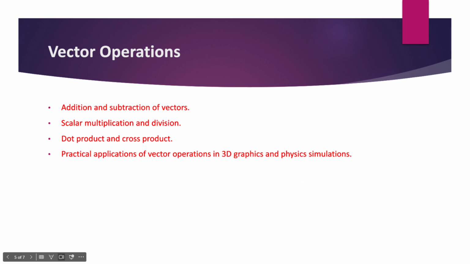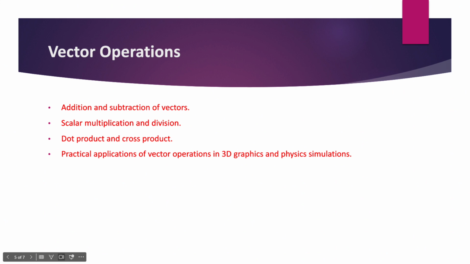Scalar multiplication and division. Definition. Scalar multiplication involves multiplying each component of a vector by a scalar, a single numerical value. Scalar division is dividing each component of a vector by a scalar. Practical application. In physics simulations, scalar multiplication can be used to scale forces acting on objects. For example, increasing the gravitational force acting on an object by multiplying the gravitational acceleration vector by a scalar value.